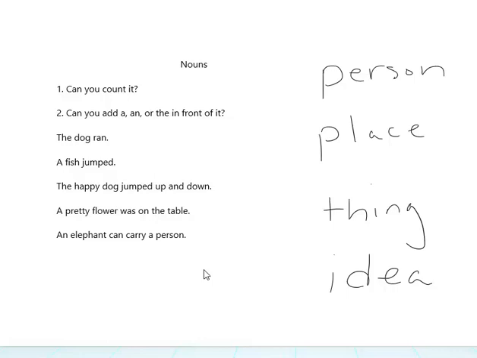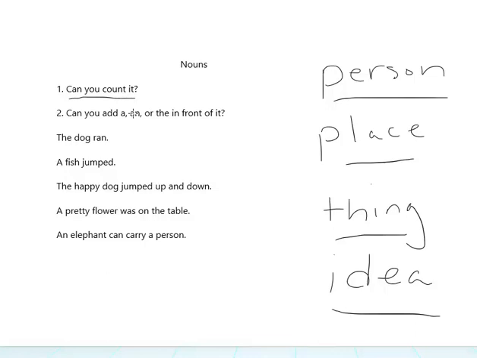Alright, let's look at nouns. Nouns can be a person, place, thing, or an idea. How can we find our nouns in a sentence? Well, there are a couple of things we can ask ourselves. One, can you count it? Can there be more than one of them?